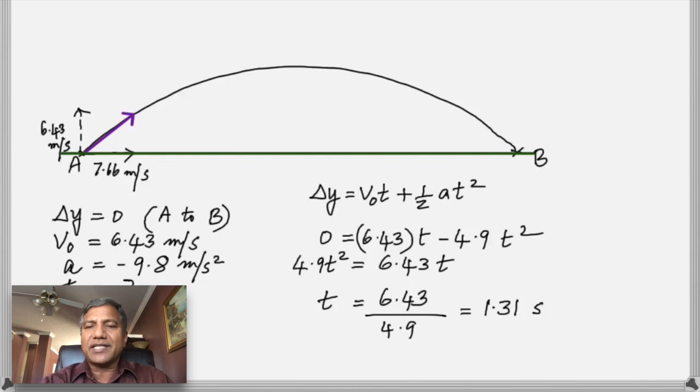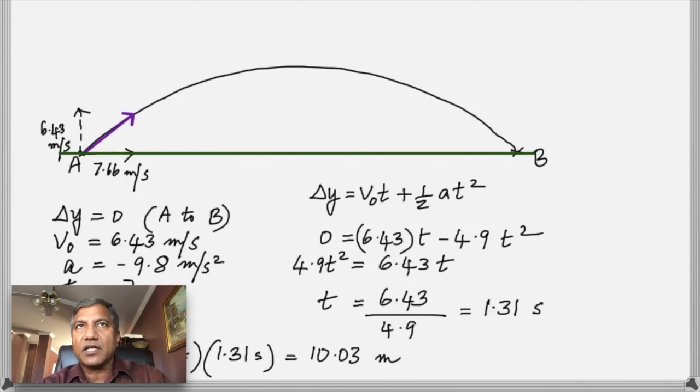So now to find delta x, all we've got to do is multiply that time with this constant velocity, because that velocity along the x is not affected by gravity. It stays the same. And so to find delta x, you just multiply that velocity, 7.66 meter per second, with the time of 1.31 seconds. And when you do that, you get 10.03 meter, and that's how you work out this problem.